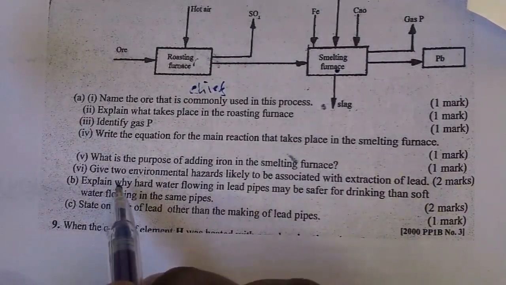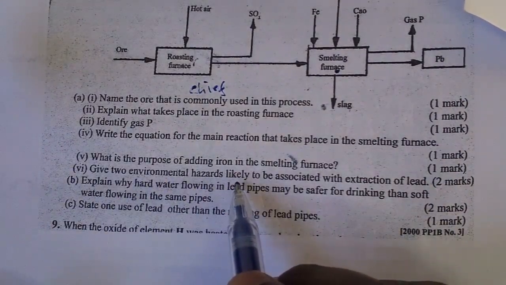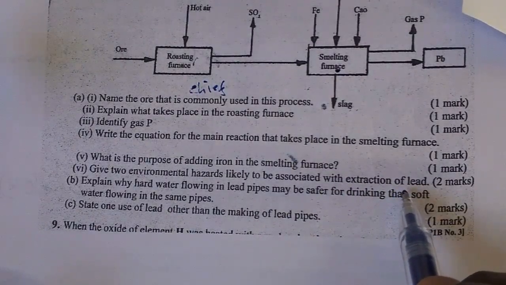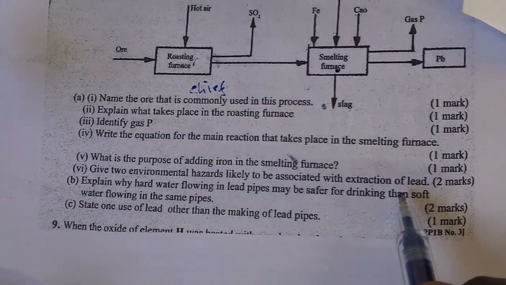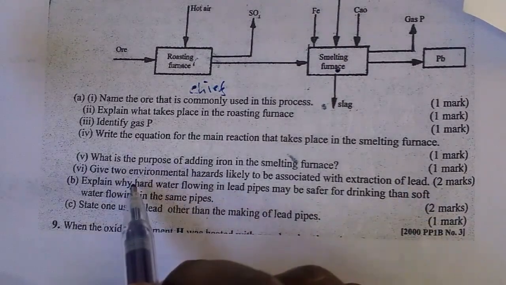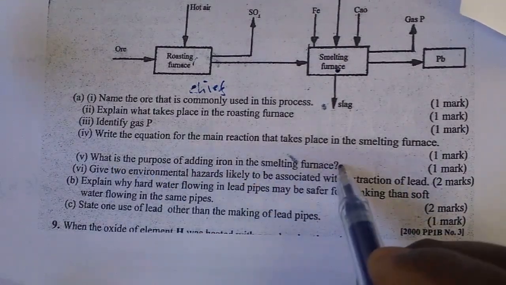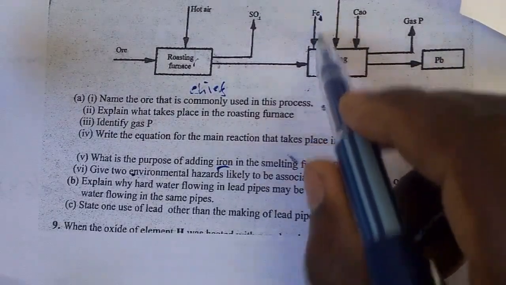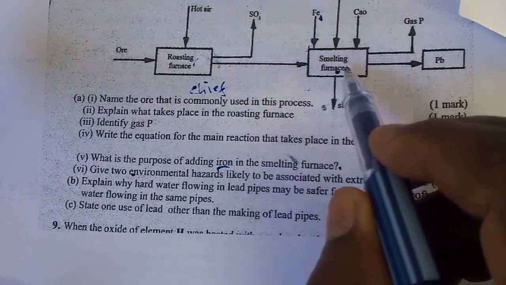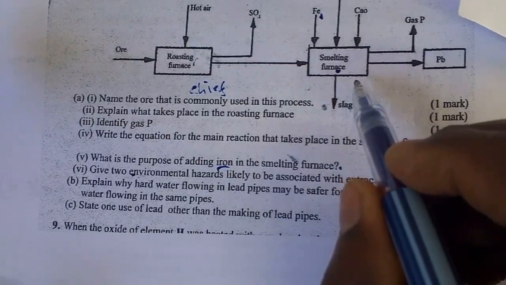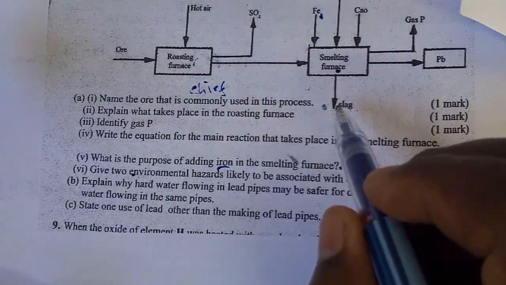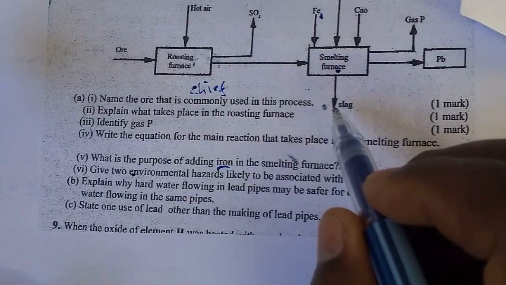Give two environmental hazards likely to be associated with the extraction of lead. Looking at the diagram, what is the purpose of adding iron? Why is iron added into the smelting furnace where reduction is taking place? It is added to reduce the unreacted lead sulfide to lead.